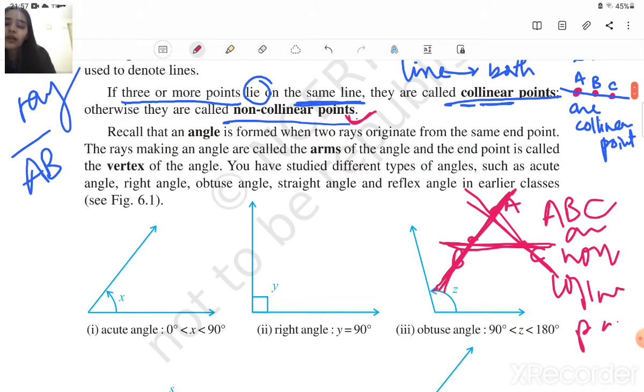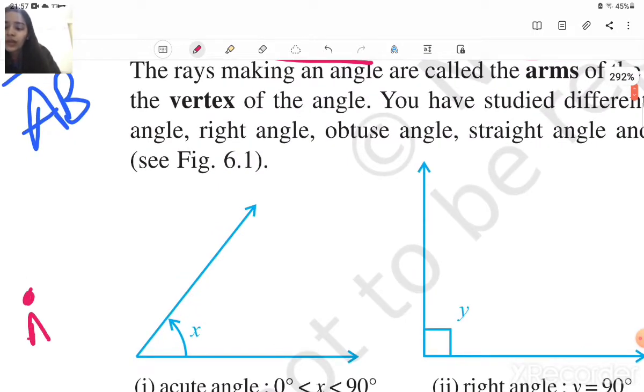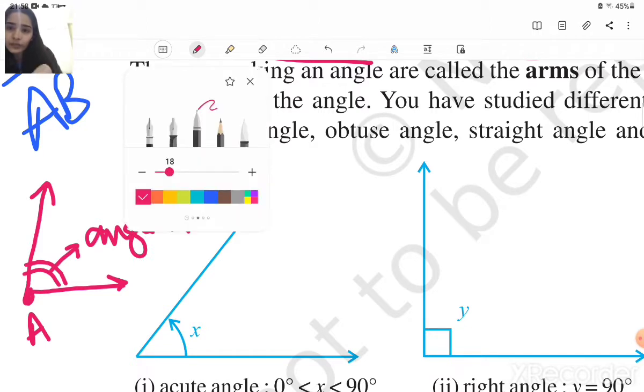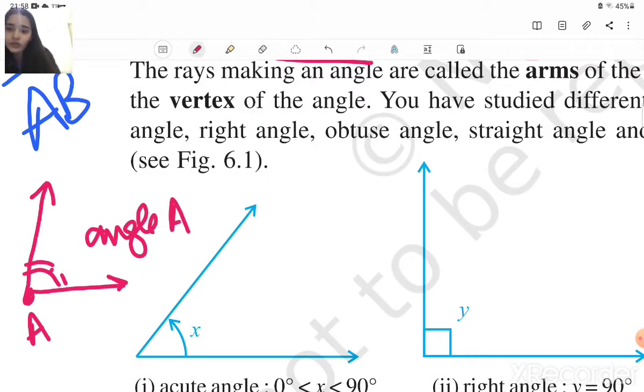Now let's understand what an angle is. An angle is formed when two rays originate from the same endpoint. When we have a point A and two rays originating from this common point A, this is known as the angle A. So this is the angle A.